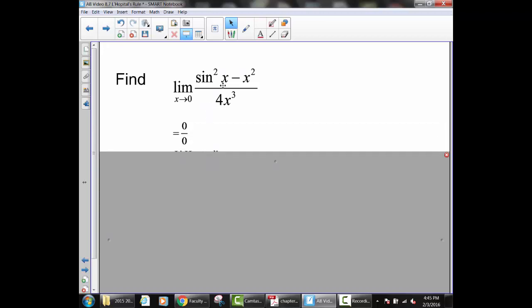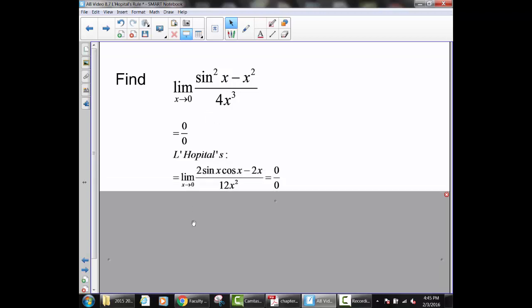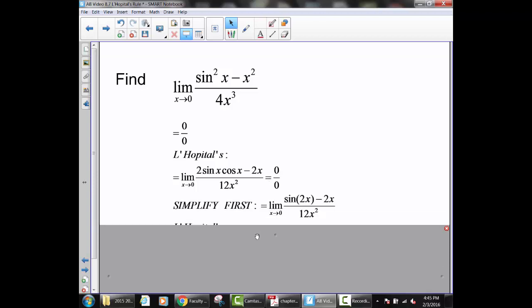If I plug in 0, sine of 0 is 0, 0 squared is 0, minus 0 squared over 4 times 0. So we get to use L'Hopital's. Derivative of the top is 2 times sine x times cos x by the chain rule, minus 2 sine x. And I take the derivative of the denominator, which is 12x squared. Well, if I substitute again, I get 2 sine x cos x is 0, minus 2 times 0 is 0, over 12 times 0 squared.